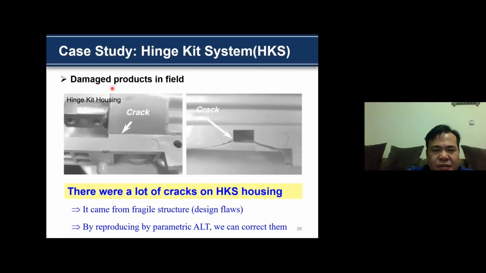This is the damage of the product in the field. We found a lot of cracks on the hinge kit housing. It came from the fragile types, and by reproducing it in parametric art, we can correct them.